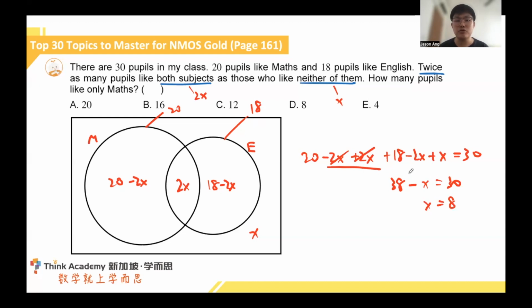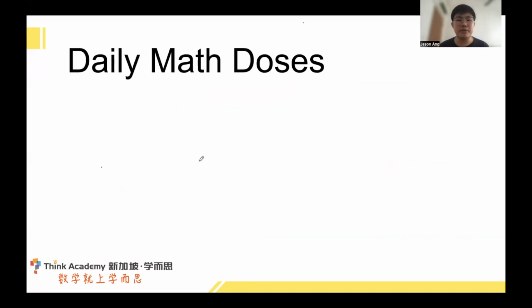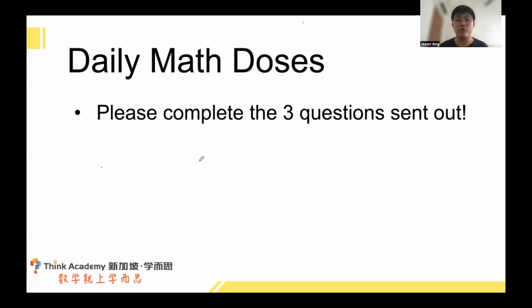What's the last thing we have to do? How many pupils only like math? We notice it's only on this left-hand region. So 20 minus 2X, 20 minus 2 times 8, and it gives us the final answer of 4. Again, although it's not proportionate, it doesn't really matter because as long as we can still solve the question in the end.